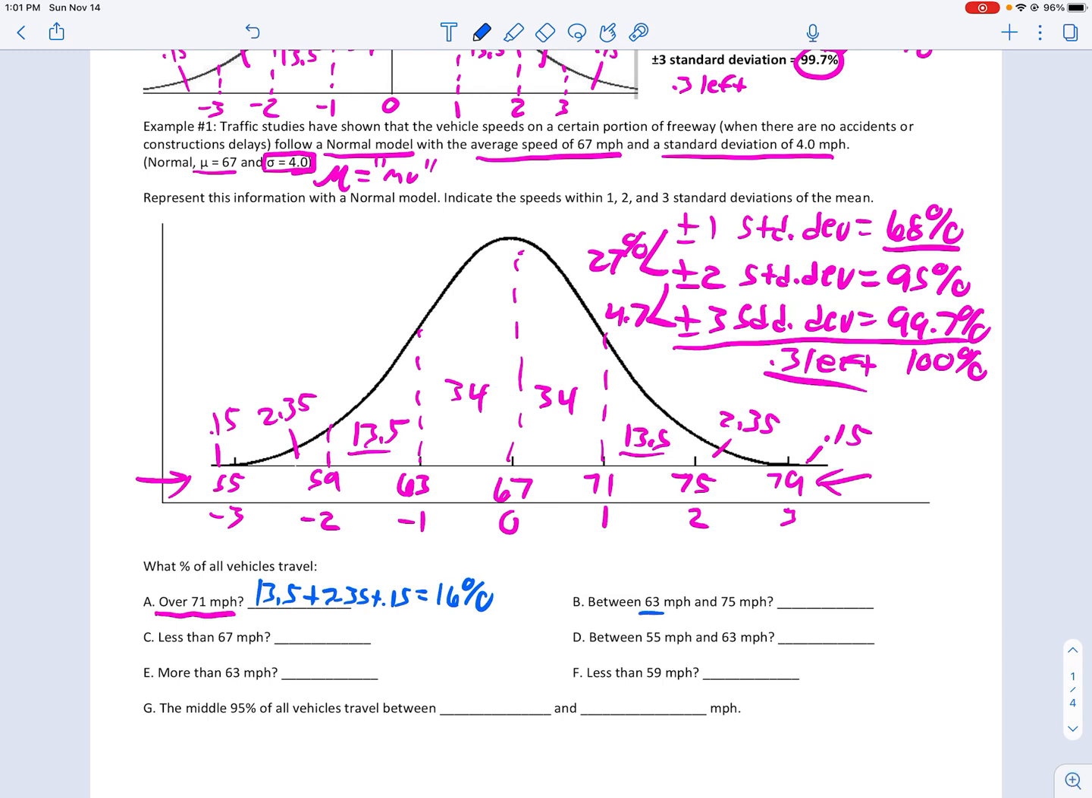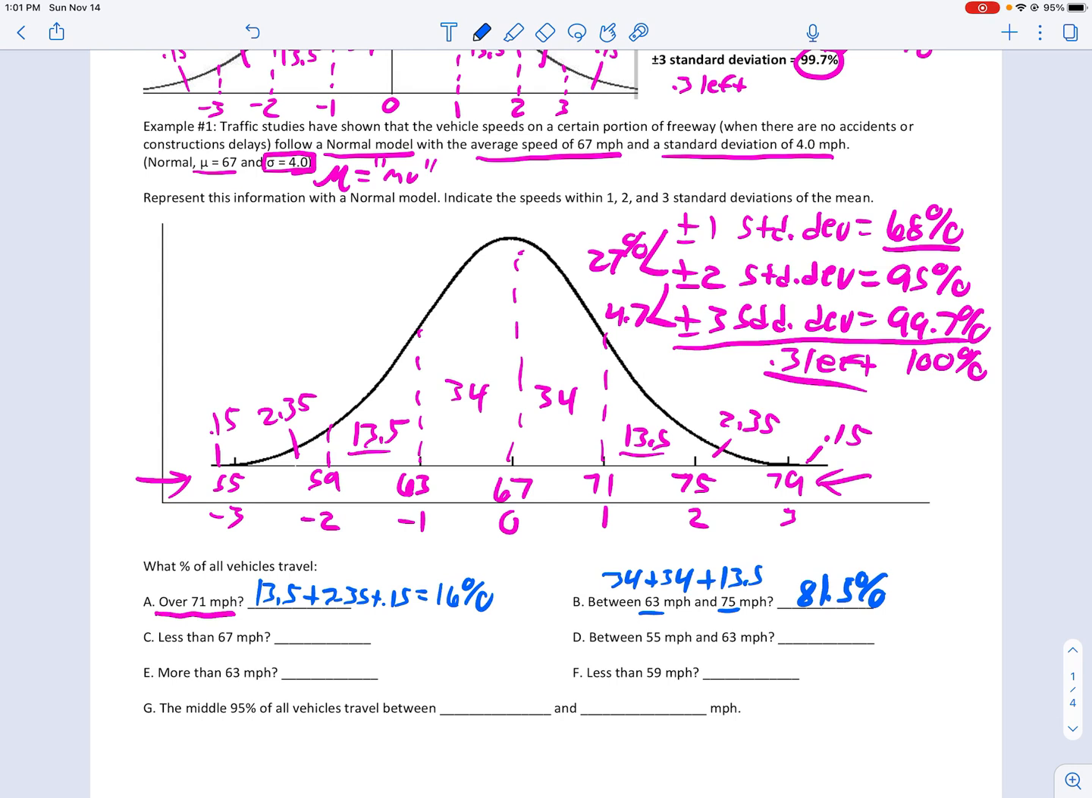Okay, between 63 and 75. So 63 to 75. So I'm going to add, right, 34 plus 34 plus 13.5. I'm going to add these 3 numbers together because it's between 63 and 75. So add those together and you get 81.5%. So 81.5% of the data, right, is going to fall between 63 miles per hour and 75.